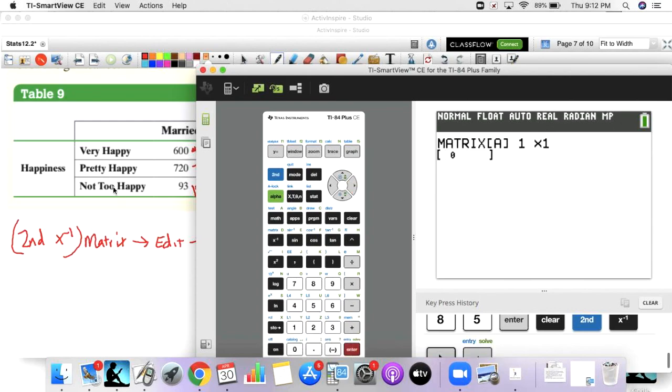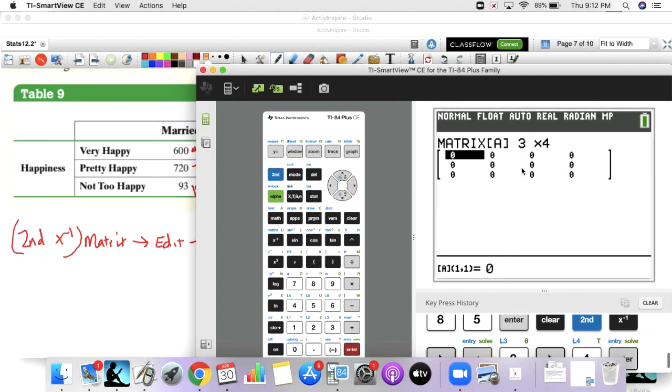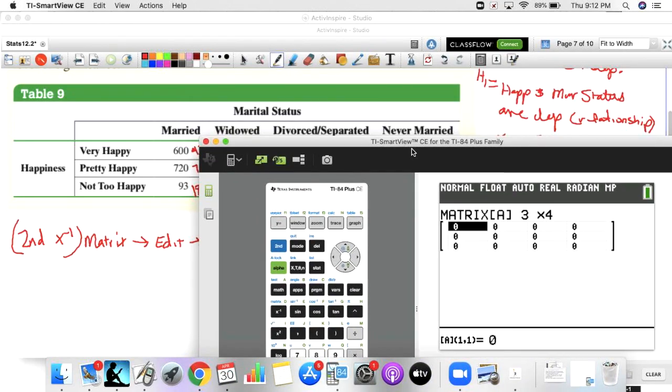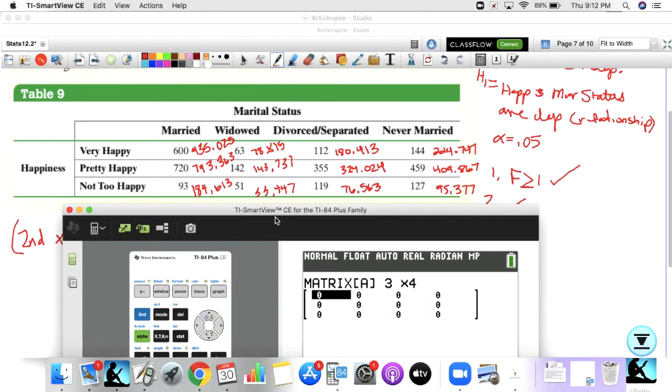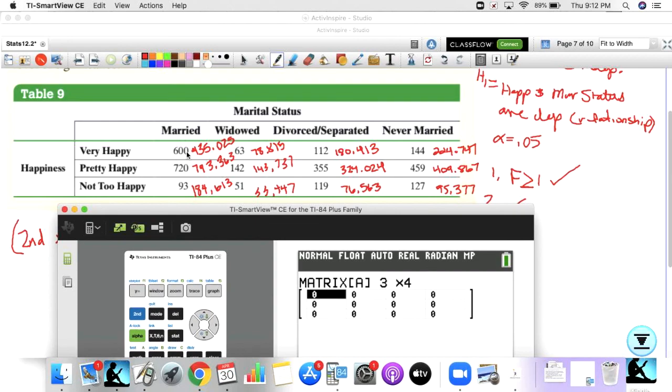This has 3 rows, so it is going to be 3. And then our amount of columns is going to be 4. And you can see that as you do it, folks, it's creating it for you. Now, it might not look exactly like this on your screen, but it's showing you zeros as placeholders. Then you are literally going to type in this table into the matrix, okay? Right where each cell belongs. So I'll take a second and type those in. Remember, you are doing the observed values, which is like the 600, the 720, the 93. You are not putting expected into matrix A.